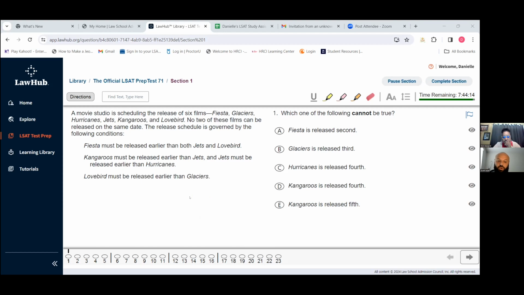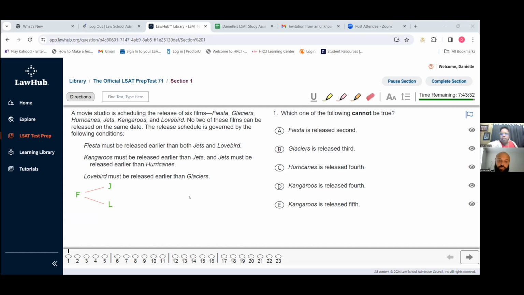Step one, we have got to create a little mini sketch for every rule. Fiesta must be earlier than Jets and Lovebird. Now, notice that I stacked up Jets above Lovebird. That's because it says Fiesta is earlier than Jets and Lovebird, but I don't know the relationship between Jets and Lovebird at all. So Fiesta's before Jets and Fiesta's before Lovebird.